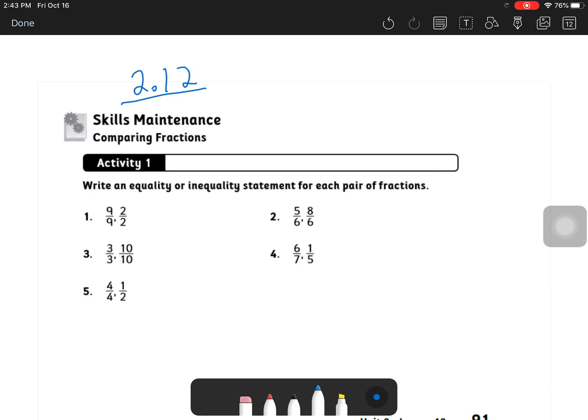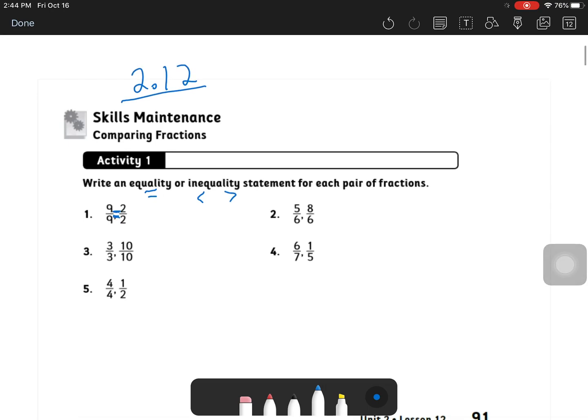So reviewing in the skills maintenance, it says to write an equality or inequality statement for each pair of fractions. Equality means maybe they're equal. Inequality means you're going to do a less than or a greater than. For the first one, because they have the same top and bottom number, 9 over 9 and 2 over 2, we know that those are both equal to 1, so those are equal. Maybe I'll put it out here, equals.